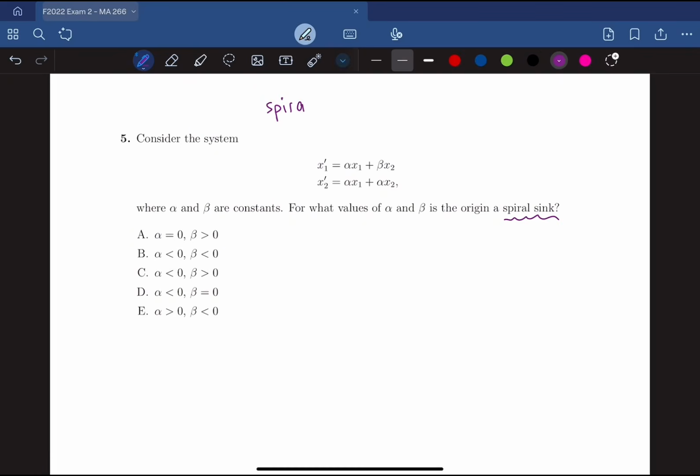is the key here. If the origin is a spiral sink, then we know that our eigenvalues are going to have the form of negative p plus iq. And this is really just something you should memorize. All spirals have the form p plus iq, and if it's a sink, the p will be negative. If it's a source, then the p will be positive. And if it's a center, there just won't be a p at all. So in this case, since it's a spiral sink, we'll have our eigenvalue as negative p plus iq.